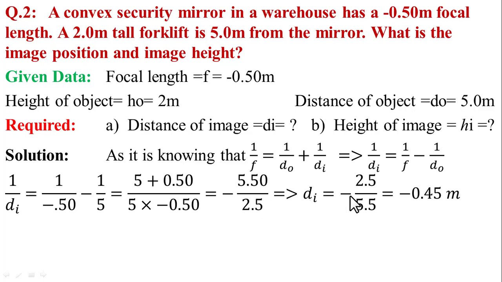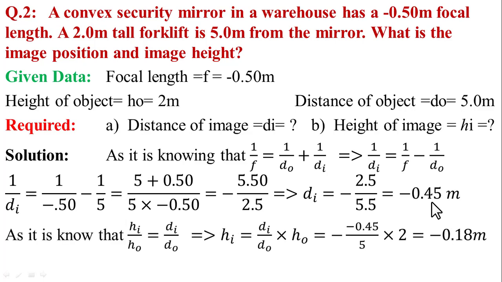So di is equal to minus 2.5 divided by 5.5. So the distance of image di is equal to minus 0.45 meter. Now we can calculate height. So using the formula, as we know that hi over h naught is equal to di over d naught.